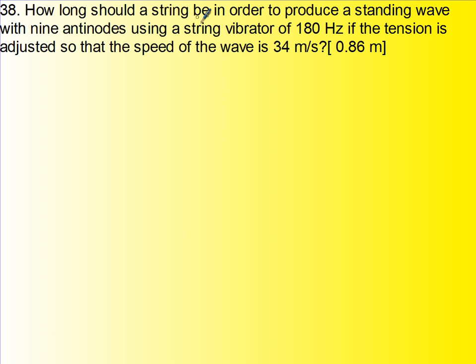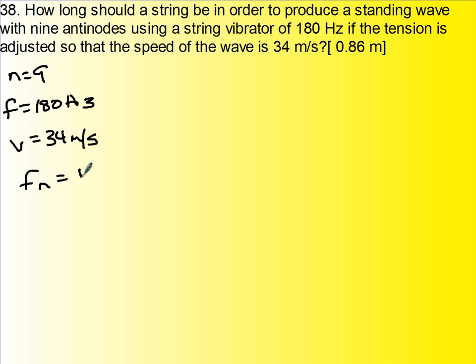How long should a string be in order to produce a standing wave with 9 antinodes? So n is 9. And the string has a frequency of 180 hertz. If the tension is such that the speed is 34 meters per second. Well, I know Fn is nV over 2L. So we're looking for L.